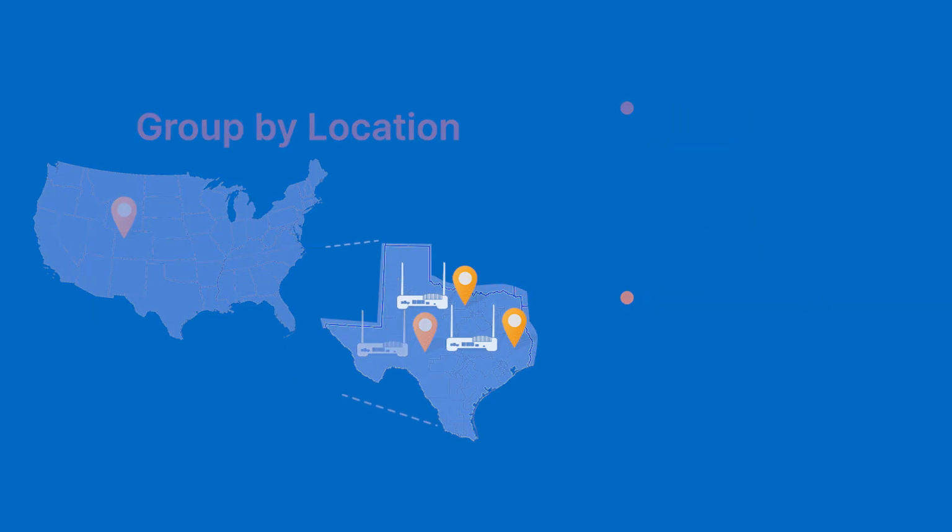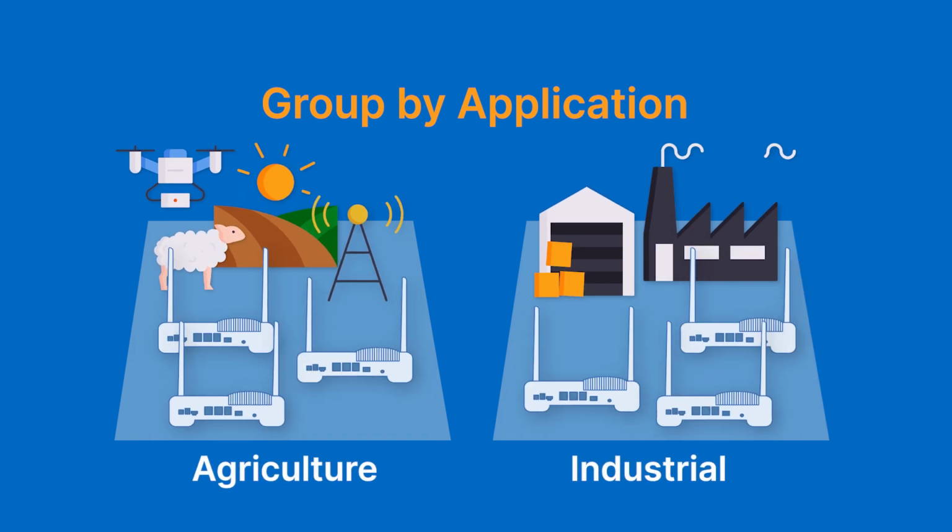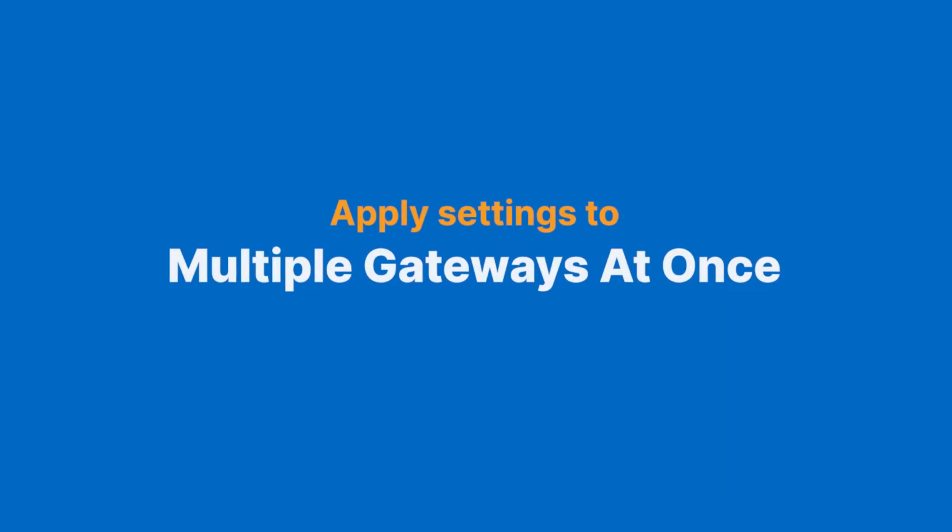Next is option 2. Option 2 is group by application. For example, if your applications differ by function, such as agriculture IoT versus industrial IoT, create separate groups based on these configurations. Group by LoRaWAN configuration to easily push firmware updates or apply settings to multiple gateways at once.